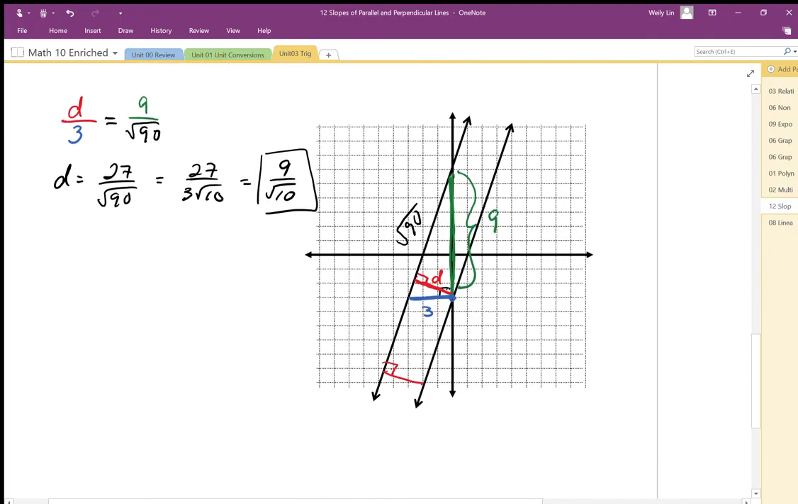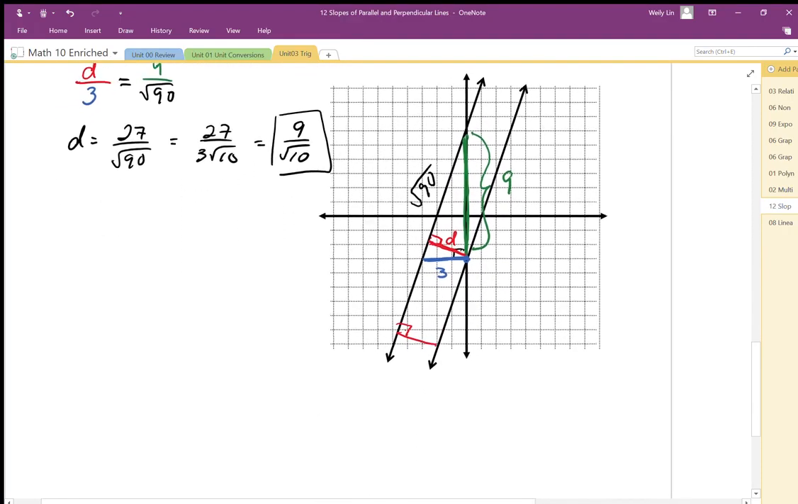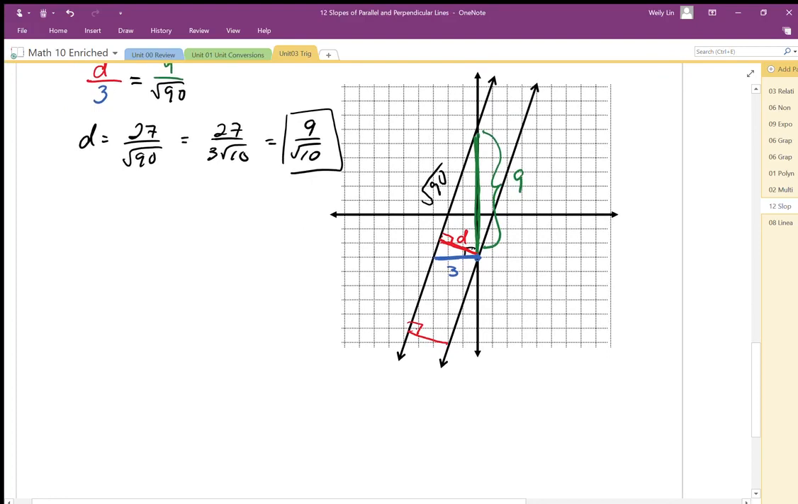Now I figure I'd show you a formula that you can use to find the shortest distance between a point and a line. So this is the formula for the distance between a point and a line. The formula looks like this.